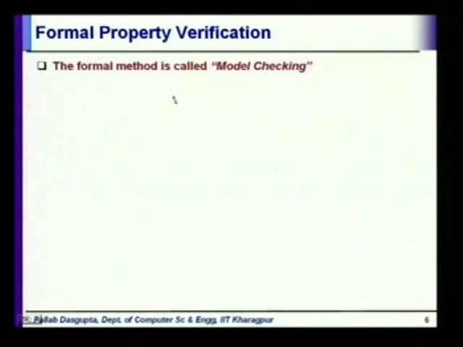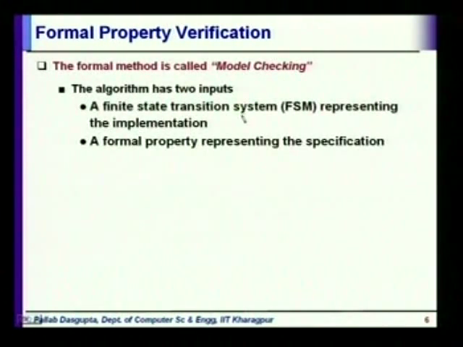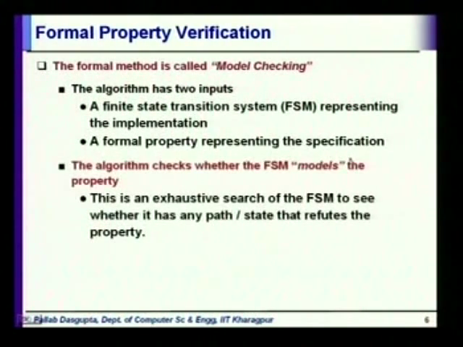So the formal method behind formal property verification is called model checking. The algorithm has two inputs, a finite state transition system representing the implementation and a formal property representing the specification. The algorithm checks whether the FSM models the property. This is an exhaustive search of the FSM to see whether it has any path or state that refutes the property.